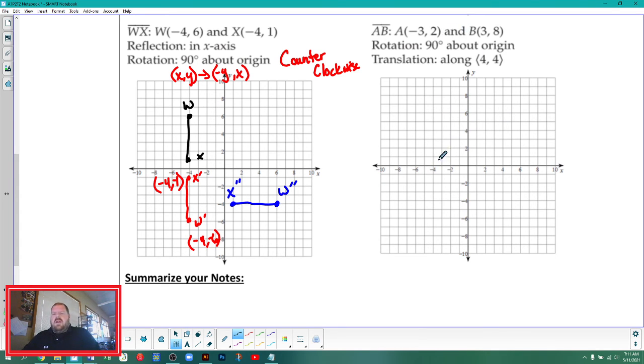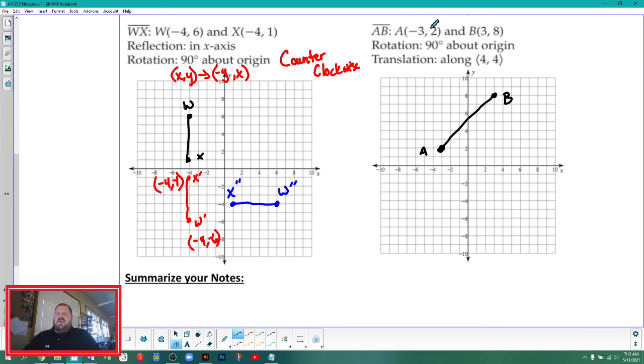Okay, let's look at this one. I've got A at -3, +2. That's point A. And then at 3, oh boy, 3, +8, way up here, is B. So that's my pre-image. I want to rotate it 90 degrees. So I'll do the same transformation, and then I want to translate it later. So let's rotate it 90 degrees.